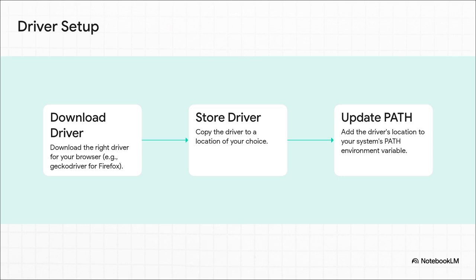First, you download the specific driver for whatever browser you want to use. Second, you just put that file somewhere safe on your computer. And third, this is the really important part, you add that folder's location to your system's path variable. The path is just a list of shortcuts that tells your computer where to find programs. So when Selenium tries to use the driver, your system knows exactly where to look.